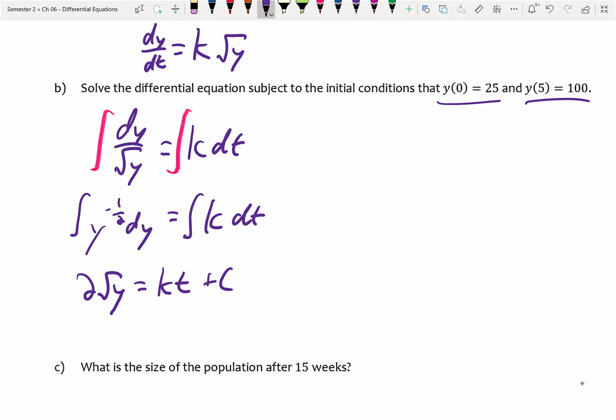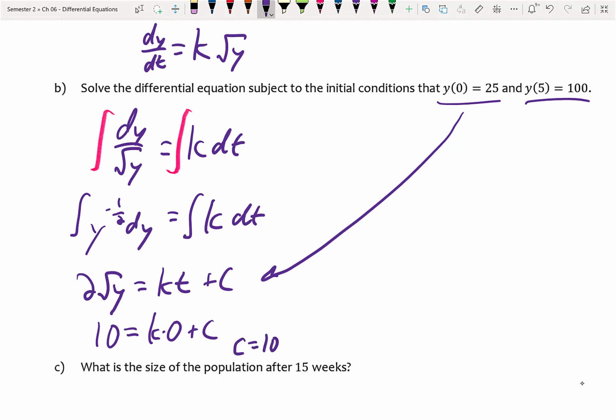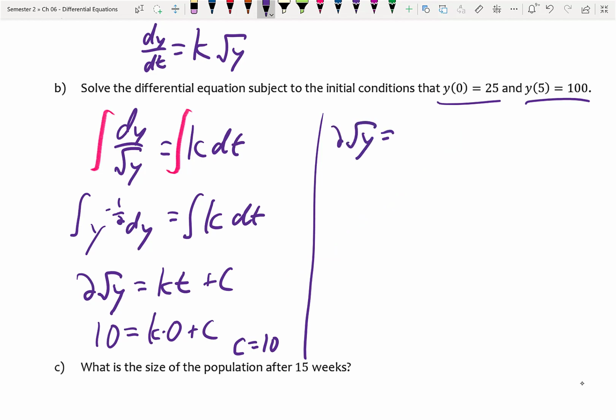Okay. We now can start to try to solve some of these things. We're not going to be able to do everything, but I'm going to start to maneuver this to try to solve for some of the variables. Starting with this one, y of 0 is equal to 25. Plug 25 into root y. 2 times that is 10. We get k times 0 plus c, which means that c is equal to 10. So I at least know that. I know that c is 10, which means if I rewrite what I have here, I now have 2 root y is equal to kt plus 10.